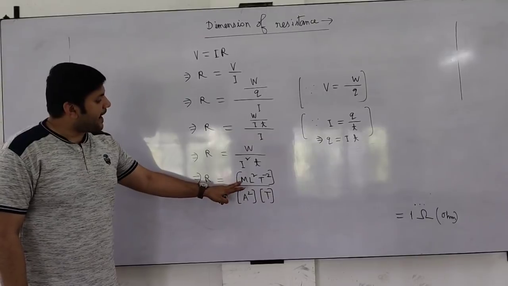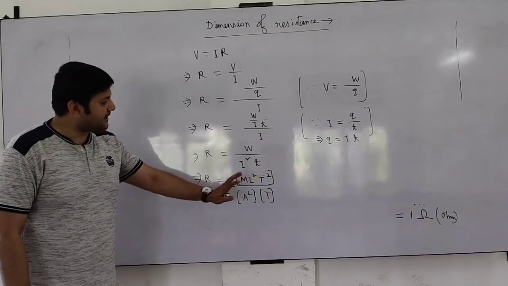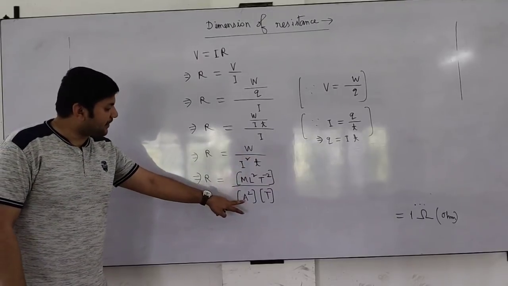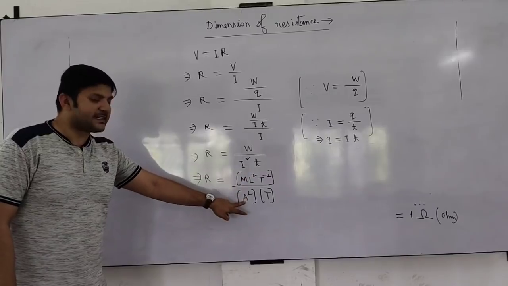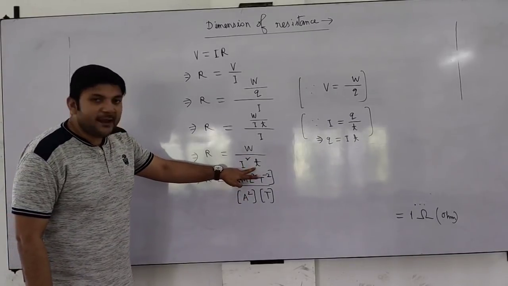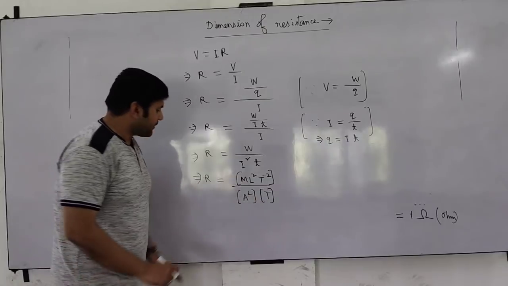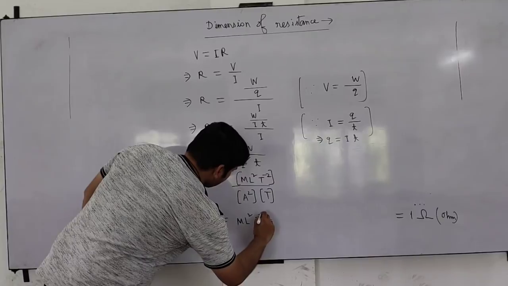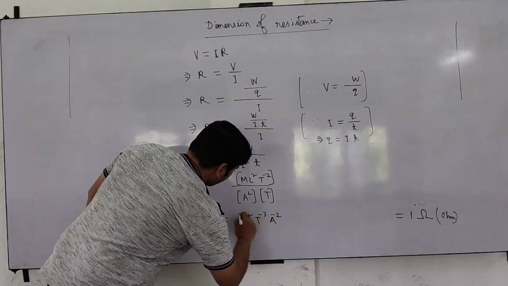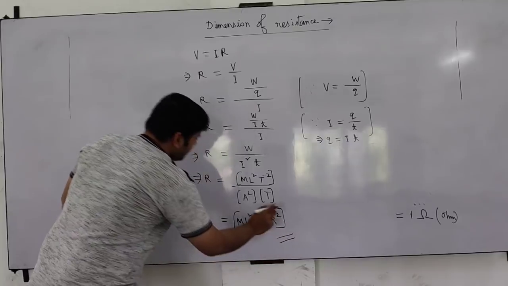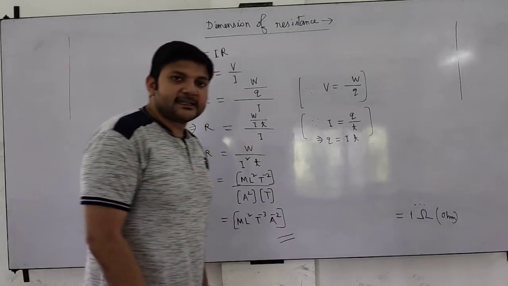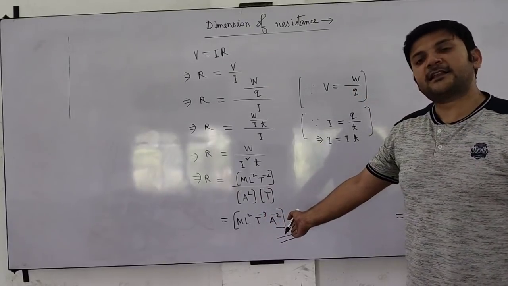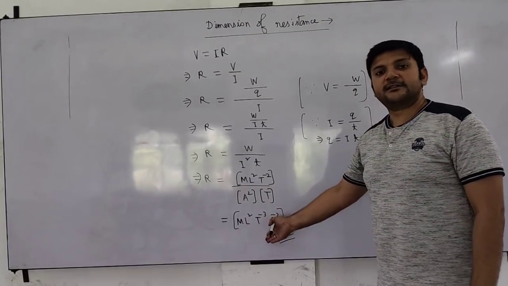In place of W, I write ML square T to the power minus 2. It is the dimensional form of work done. Current has the dimension capital A. This is I square, so this is A square, and this is time T. So ultimately, we will get ML square T to the power minus 3 A to the power minus 2. This is very important, and this is the dimensional formula of resistance. Okay?